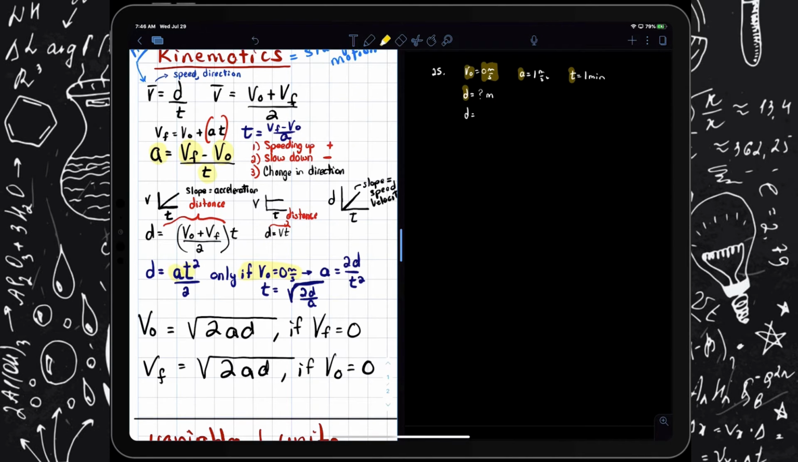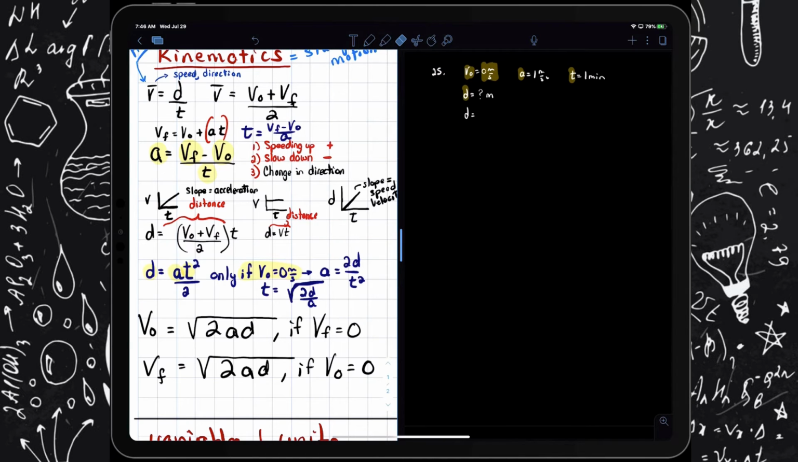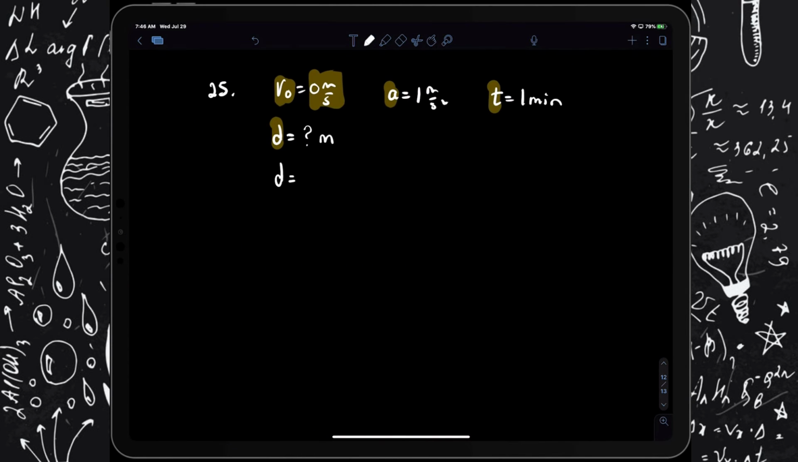I have A, T, and D. Then that's the one I want to use for this. All right. So we'll put that in. AT squared divided by 2.